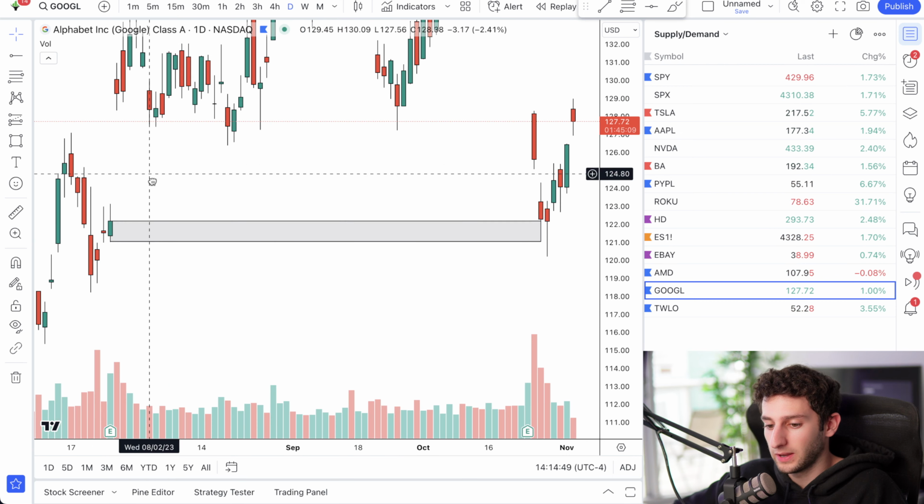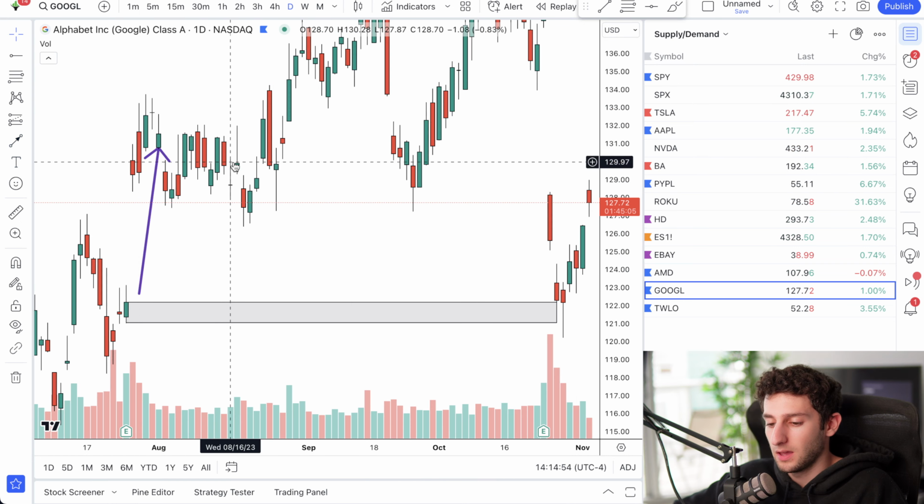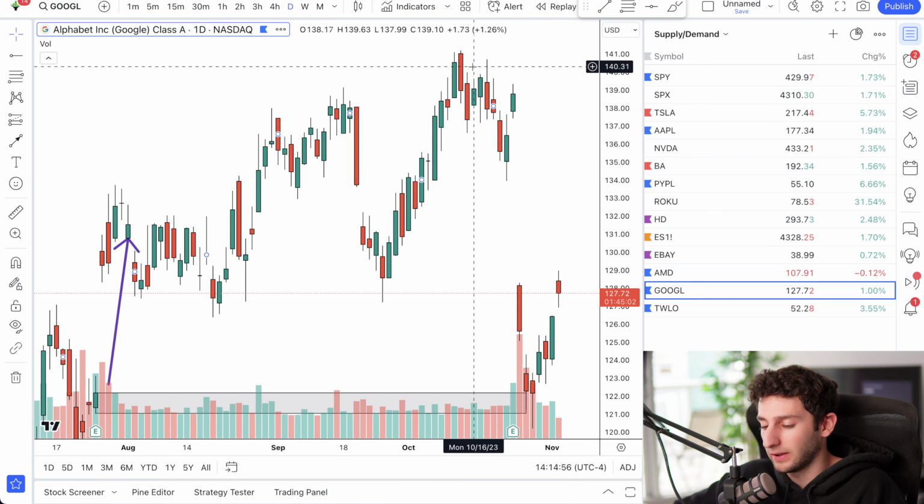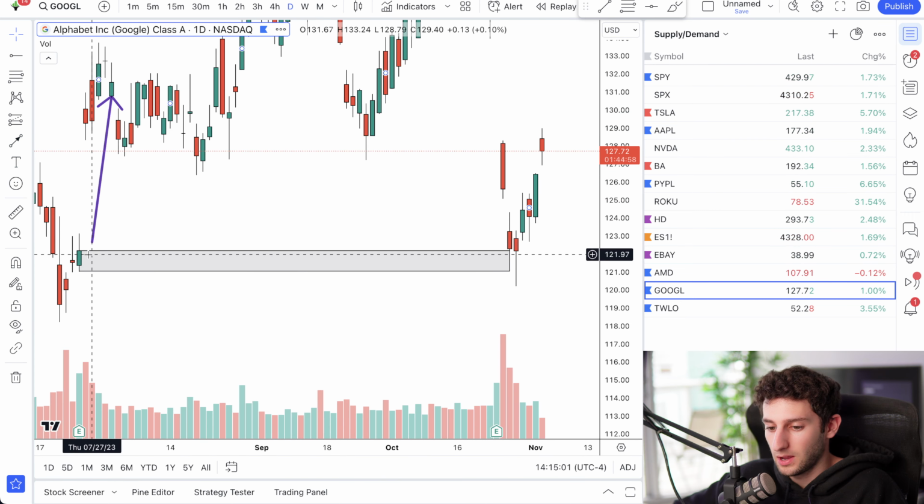Google, we have this beautiful daily demand zone. Look at this massive gap higher, huge gap up. For months on end, we end up consolidating, moving higher. We gap down on earnings. We end up squeezing all the way down here, right into our demand zone.